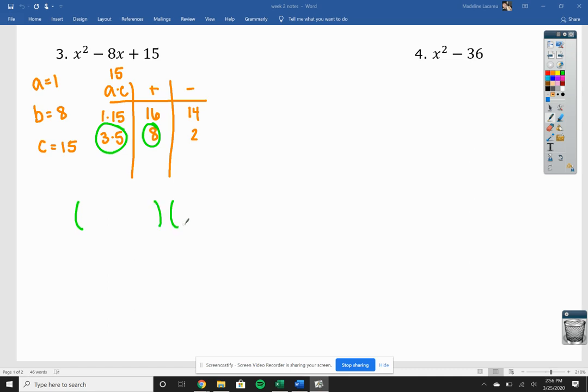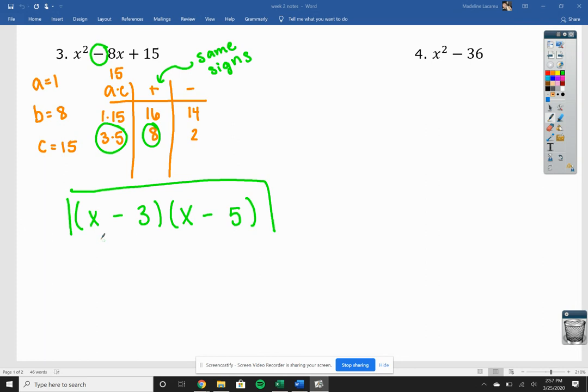And again, I'm going to use the shortcut, but if you want to do grouping, you're going to get the same answer. So I have x and x, and I have a 3 and a 5. Now it's in the plus column, so that means we're going to use the same signs. And we look at our b value sign. This time it's negative, so both of these will be negative. And that's our answer.